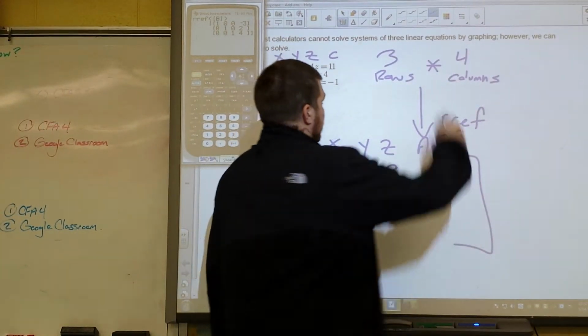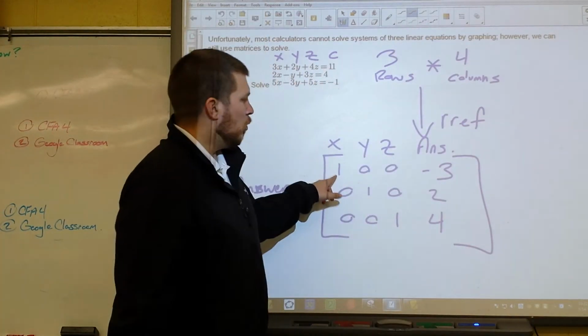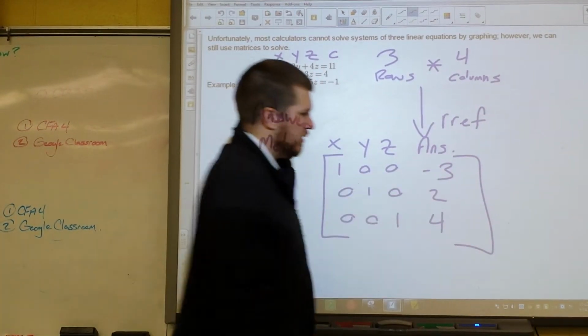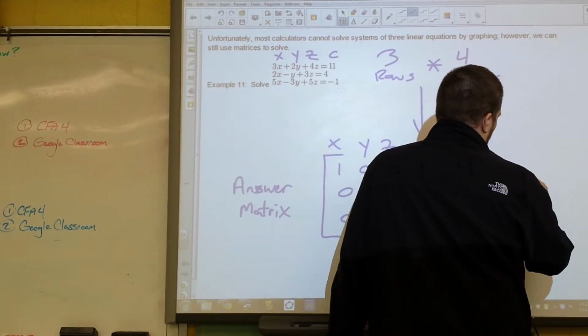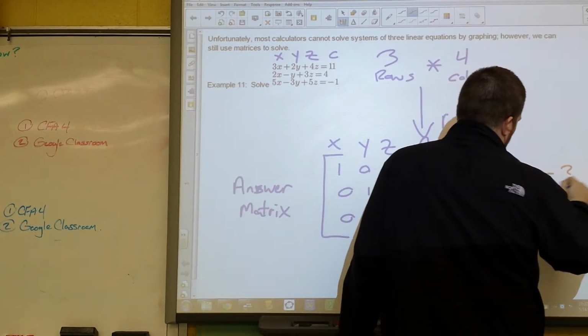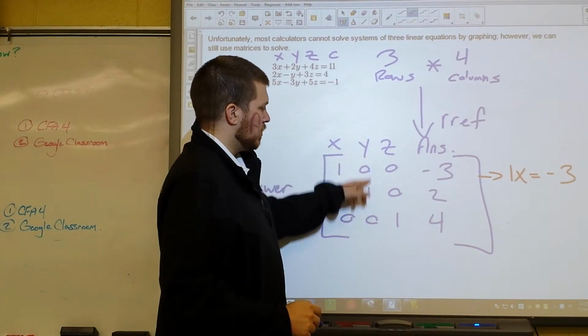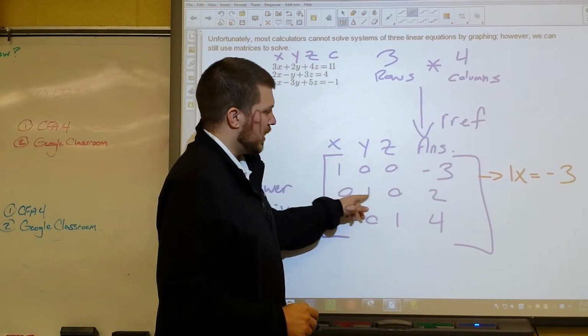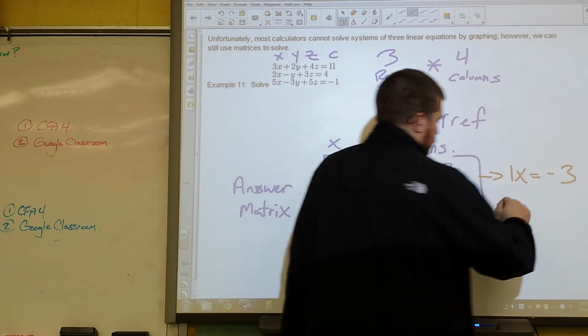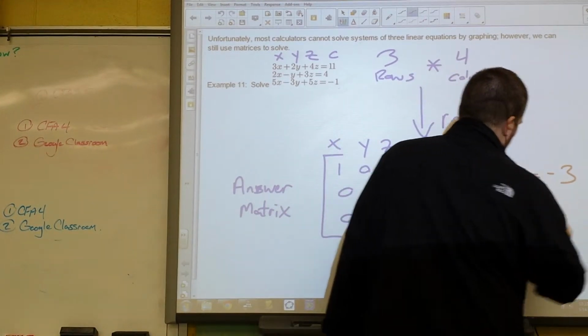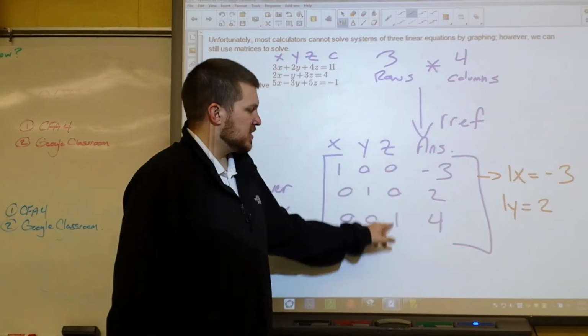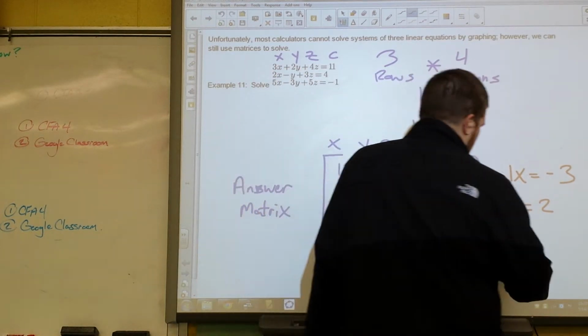Alright, so what the first row is telling me is that 1x is equal to negative 3. In the second part, I have 1y is equal to 2. And the last part, I have 1z is equal to positive 4.